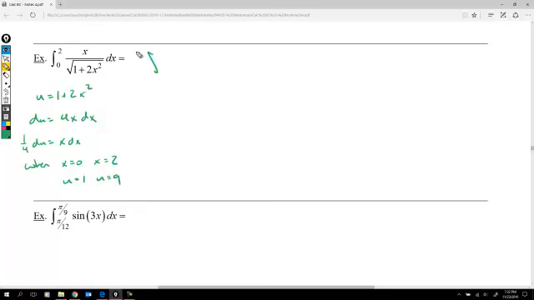Now I'm going to rewrite this as 1/4, so this 1/4 is going to go here, integral from 1 to 9, and then I have u to the negative 1/2 power with respect to u. This 1/4 du is right here. This is u, but it's in the denominator and it's a square root, so negative 1/2, and then my bounds change to 1 to 9.